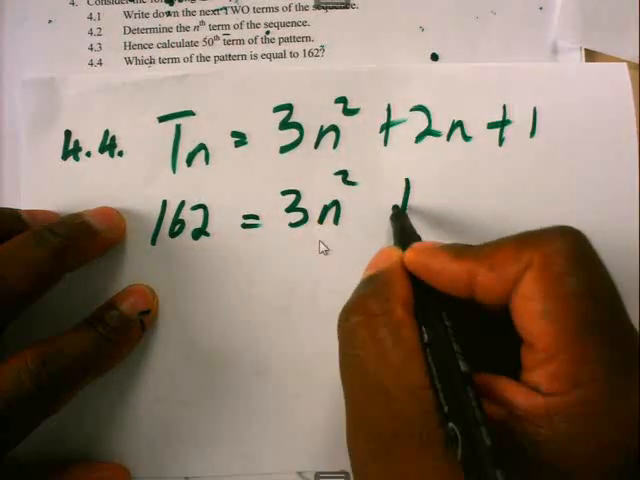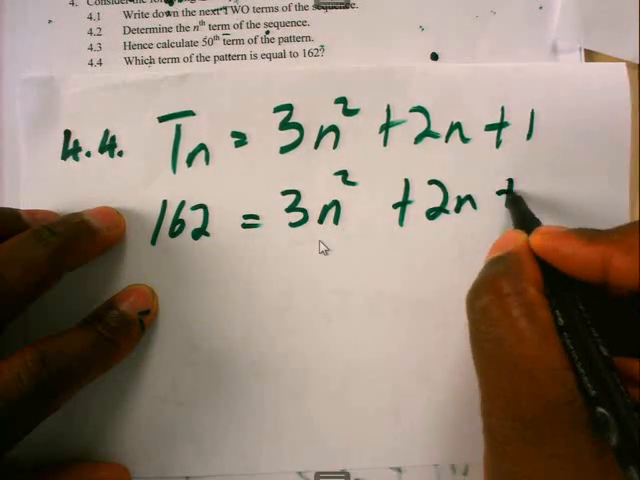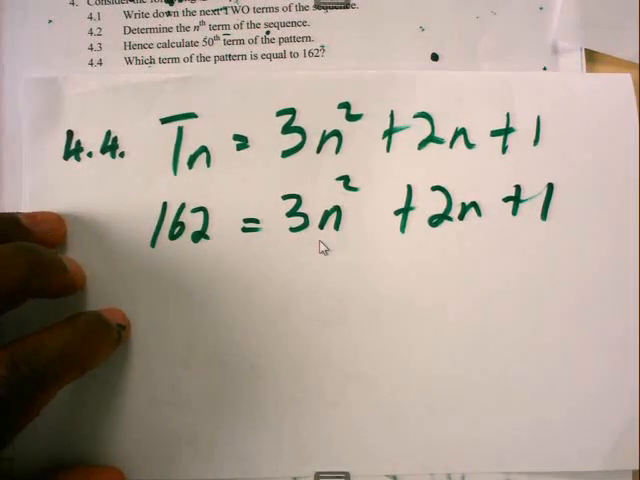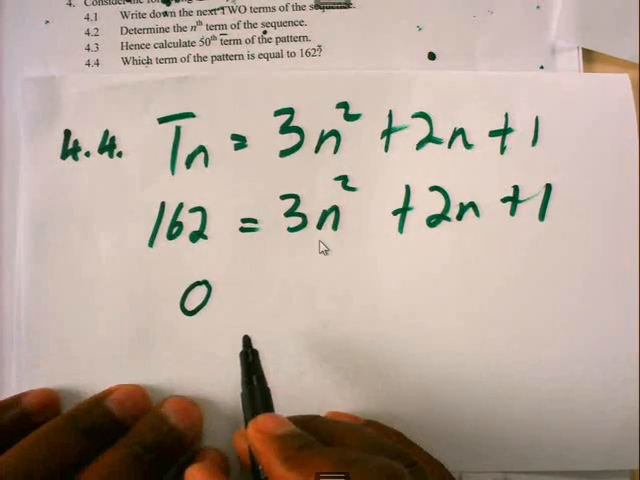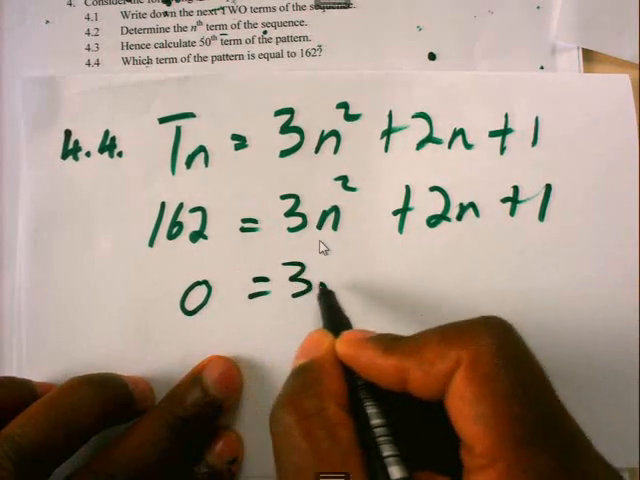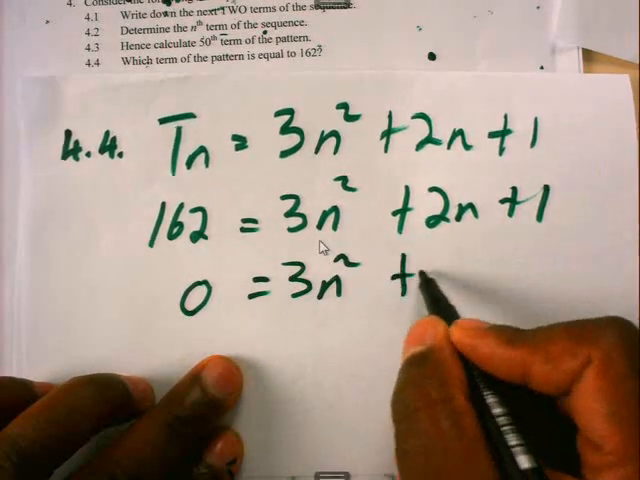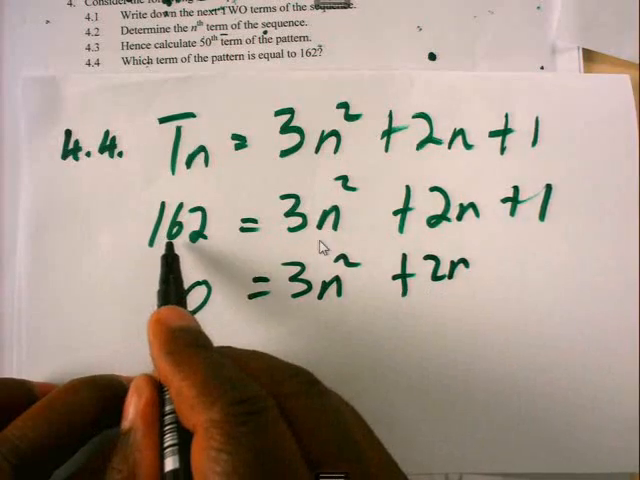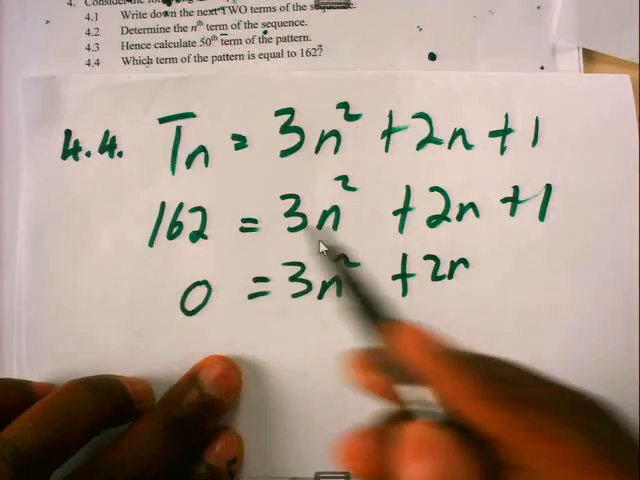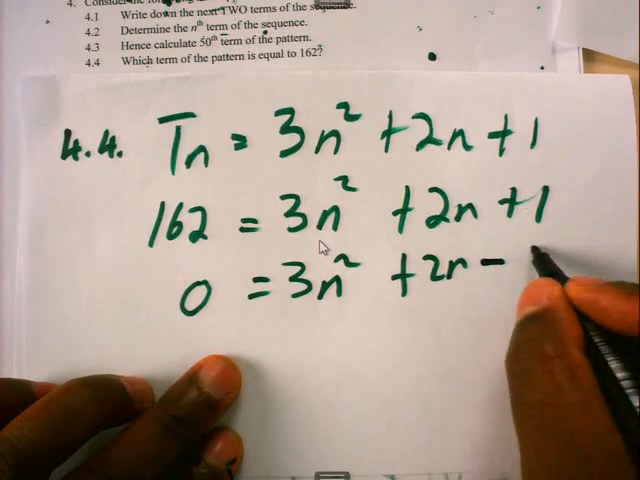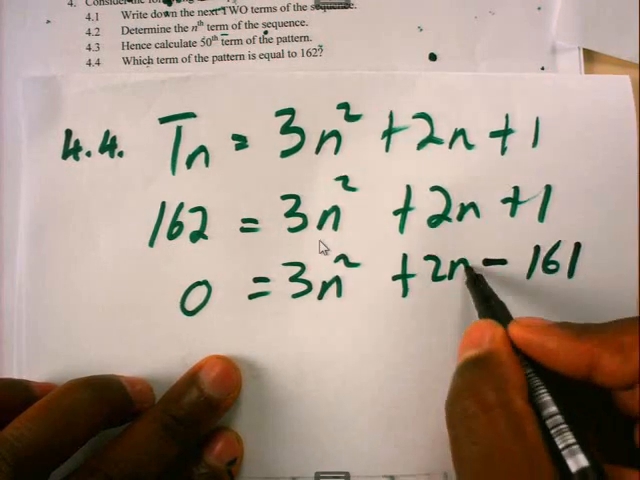3n squared plus 2n plus 1. Now it's a quadratic equation. Let's write it in the standard form. Standard form, we've got 0 there. 3n squared plus 2n, it's 162. If you transpose it, it will be 1 minus 162, which will give you minus 161.